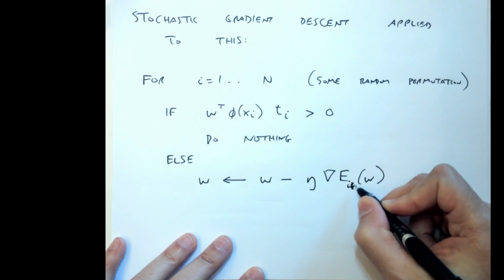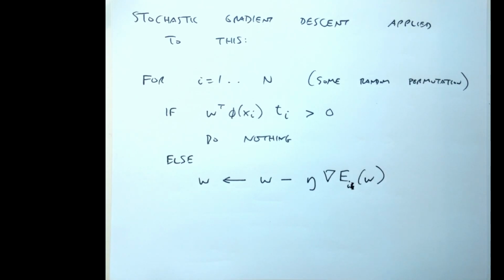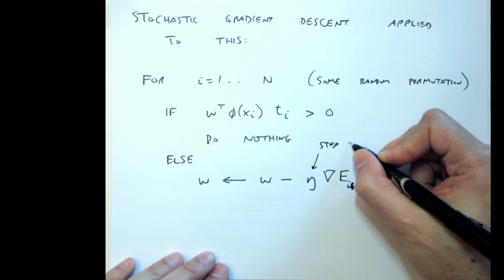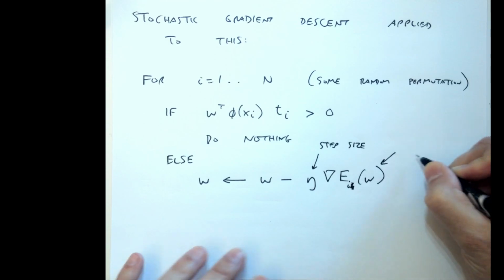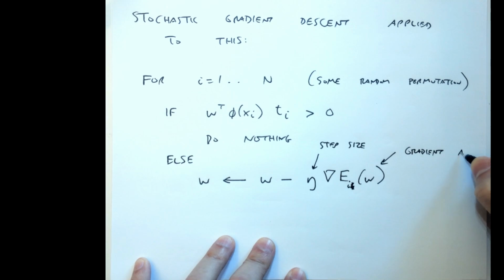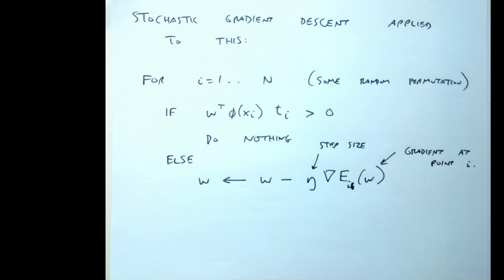And let's call that EI, okay? And so this is like my step size, and this is my gradient at point I. What is that gradient? Well, let's take a look at it. It's really actually very simple, right?